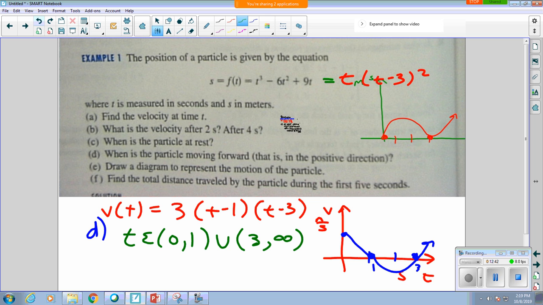Velocity is 0. It's at rest. Guys, it's not going positive or negative. It's 0. All right? It is 0. So that's letter D.